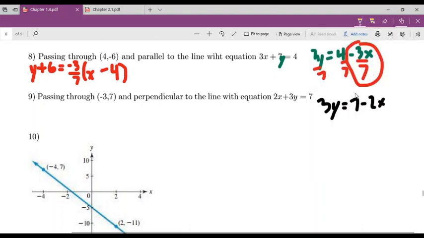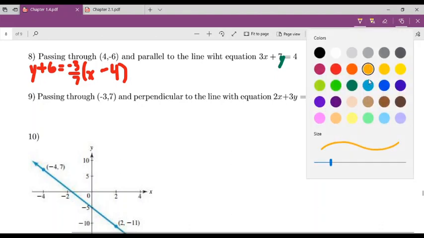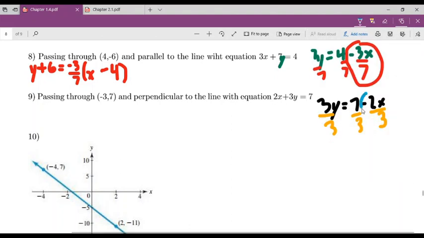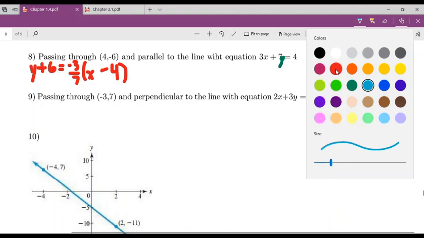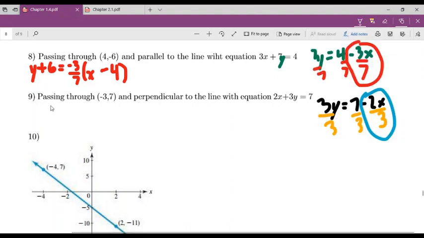I'm going to divide by 3 on everything. And now that I can see that my slope that I'm really concerned with here is this negative 2/3 that's in front of that x. Okay, so what I'm going to say here, I need to find the negative reciprocal. The negative reciprocal of this is going to wind up being 3 over 2. Hopefully you can see that, because the negative is going to make that negative go away.